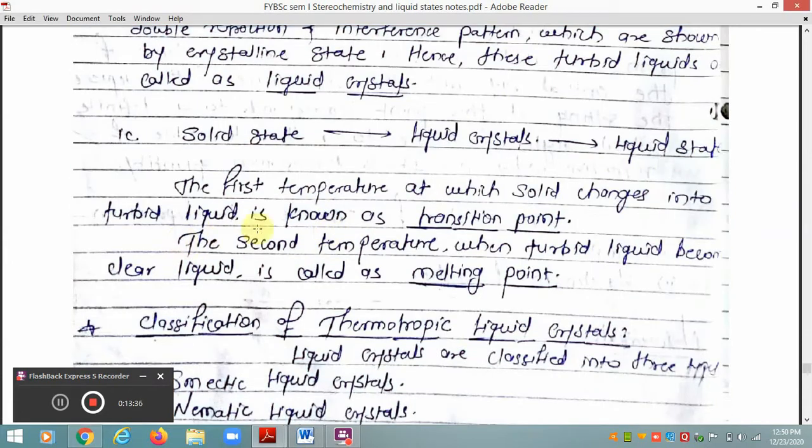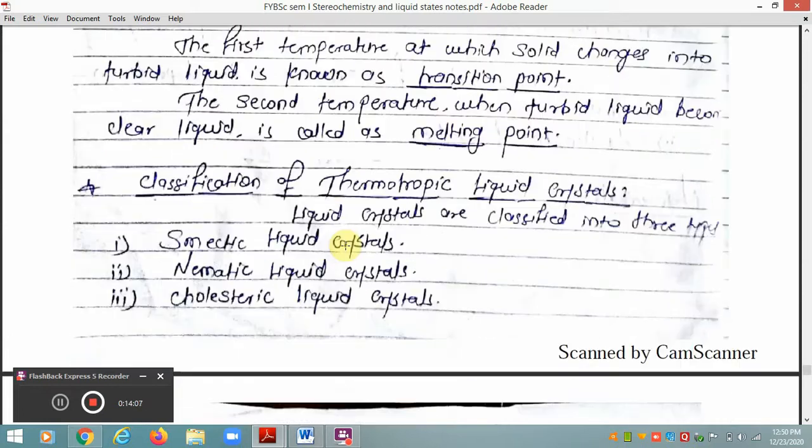The first temperature at which solid changes into turbid liquid is known as the transition temperature or the transition point, and the second temperature when turbid liquid becomes clear liquid is called the melting point. So dear friends, here you can consider this liquid crystal as the early condition of the melting of the liquid or the melting point. So this is important in the discussion of liquid crystal.